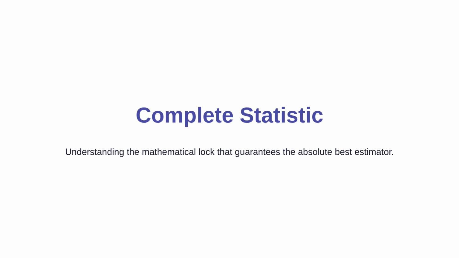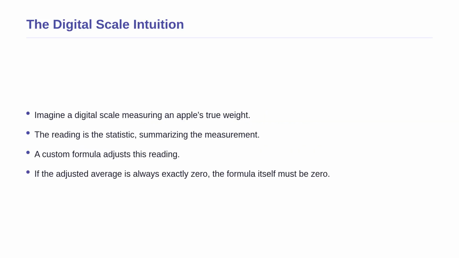Let us get started. Before we look at any math, let us build our intuition with a simple analogy. Imagine you have a digital scale in your kitchen and you want to know the true weight of an apple. In statistics, this true weight is the hidden parameter we want to find. The reading on your scale is your statistic, a summary of your data. Now, suppose you program a custom mathematical formula into the scale to adjust the reading. If this custom formula always averages out to exactly 0 pounds, no matter what object you place on the scale, what does that tell you?